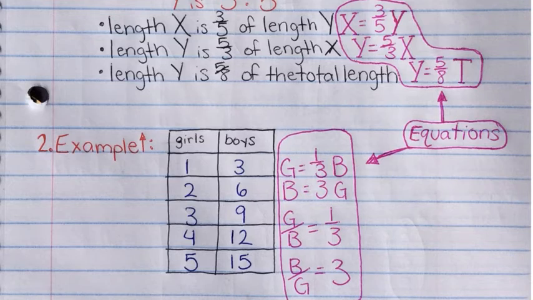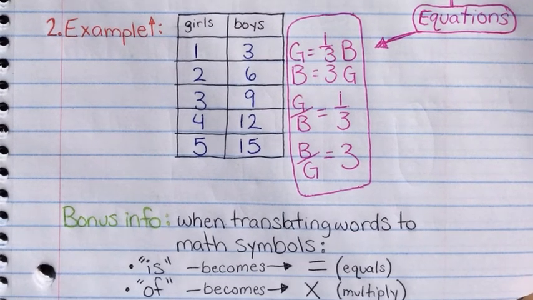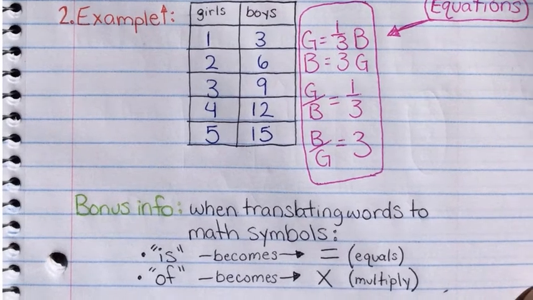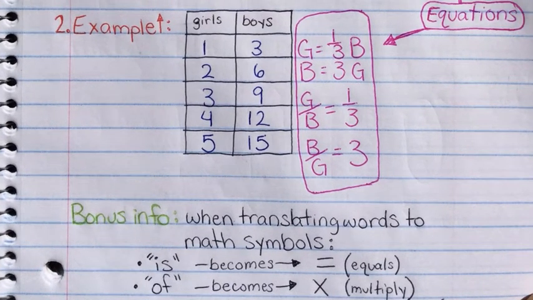So we'll scroll down here and do another example using a chart, or a table rather, I guess. Here we have a list of equivalent ratios. We have 1 to 3, which is equivalent to 2 to 6, 3 to 9, 4 to 12, 5 to 15. They are all equivalent ratios.